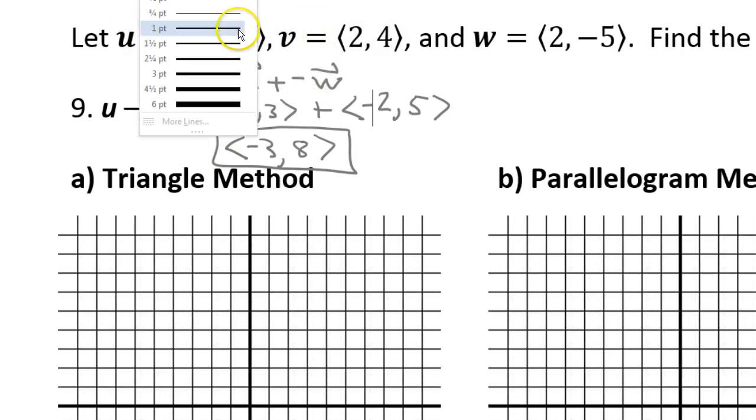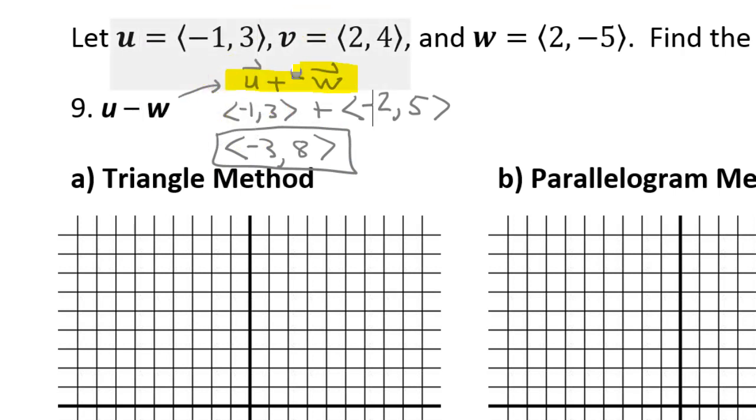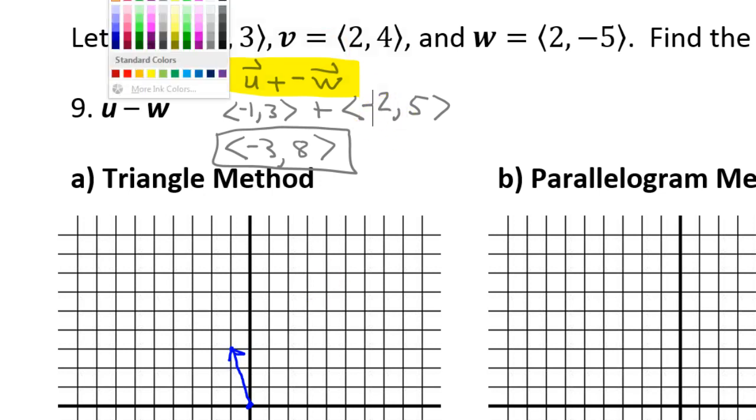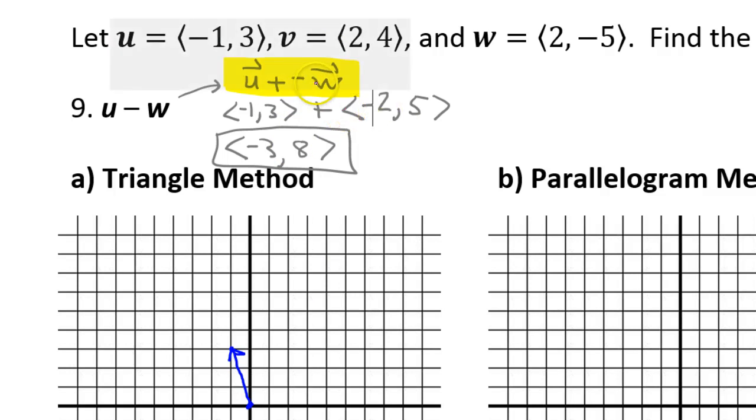Now again, when I do this graphically, I'm still going to use the same thing: u plus negative w. So vector u is negative 1 comma 3. Starting from the origin, that would be left 1, up 3. So here is my vector u. And then the vector negative w is negative 2 comma 5. So that will be left 2, up 5.